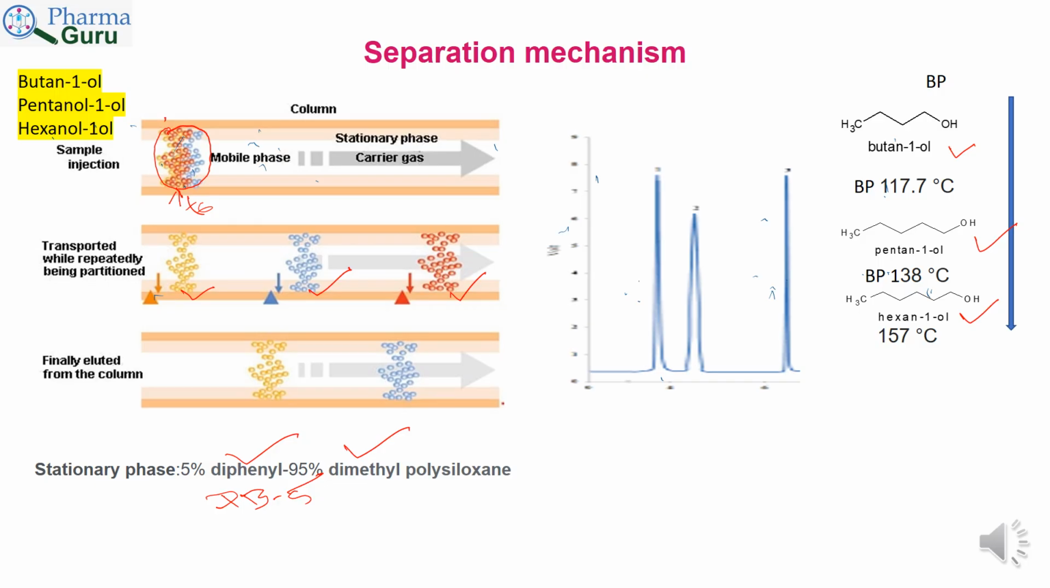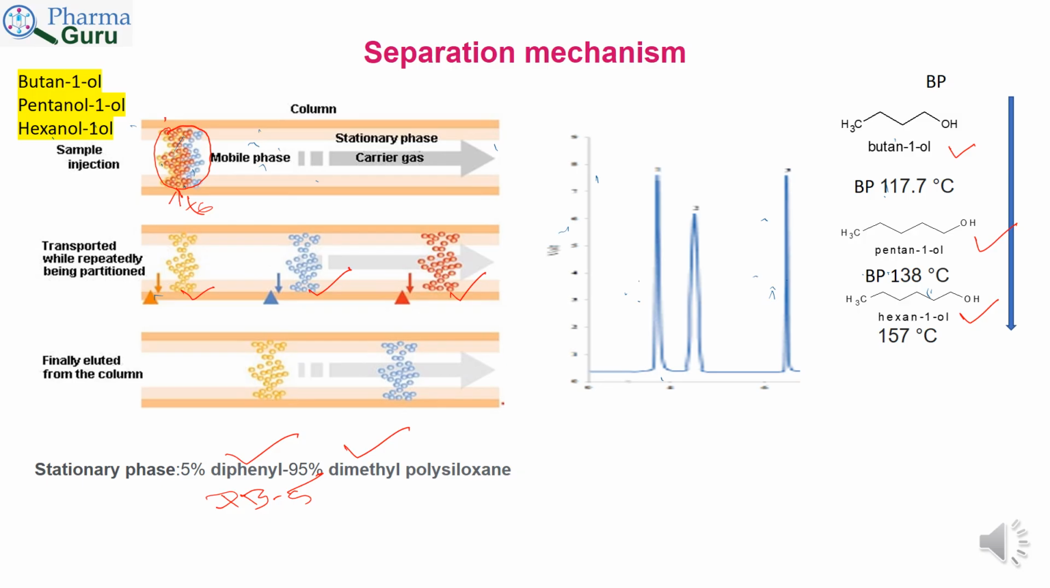Now you can ask the question, why? The reason is that butanol is the most polar among all three compounds, and that is the reason it interacts less with the stationary phase and tries to come out fast from the column. After some time, what will happen?